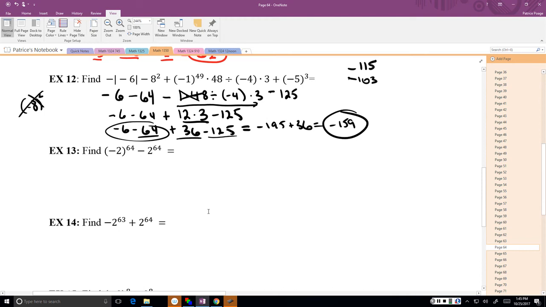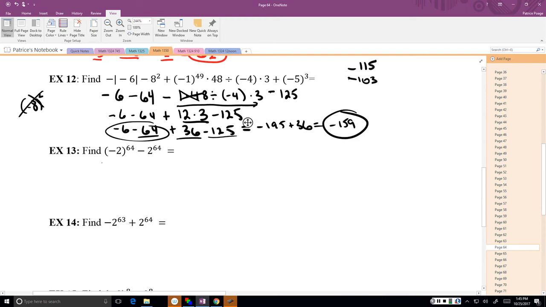So we have negative 2 to the 64 power. What does that mean? But what does it actually mean? Negative 2 times negative 2 times negative 2 times negative 2 times negative 2, 64 times. Going back over here. Okay, and then 2 to the 64 is 2 times 2 times 2 times 2, 64 times.